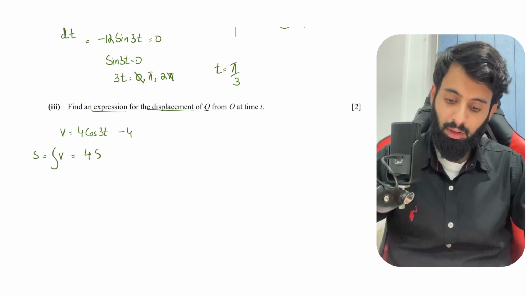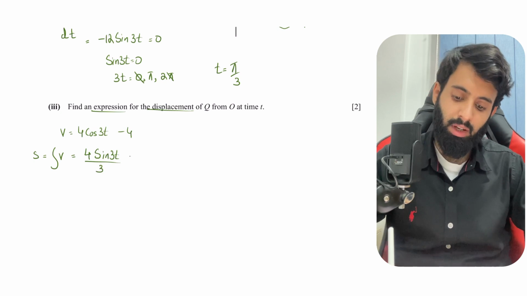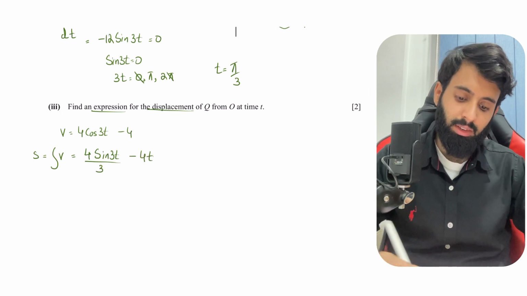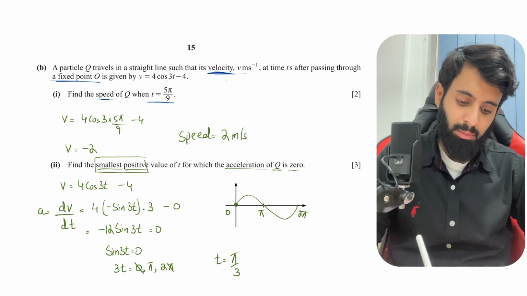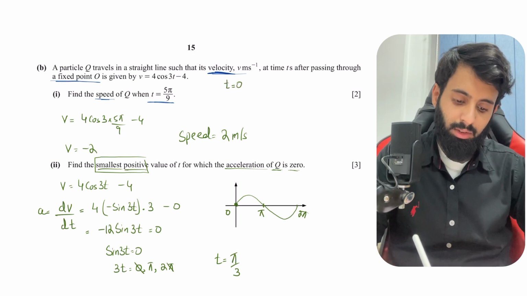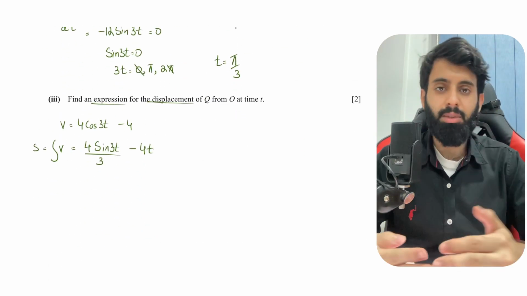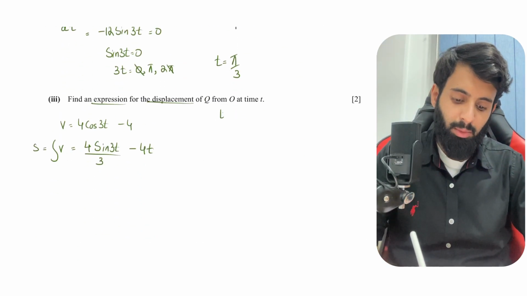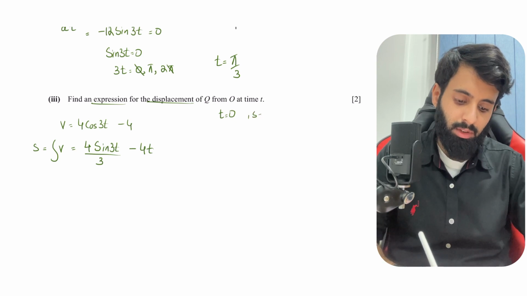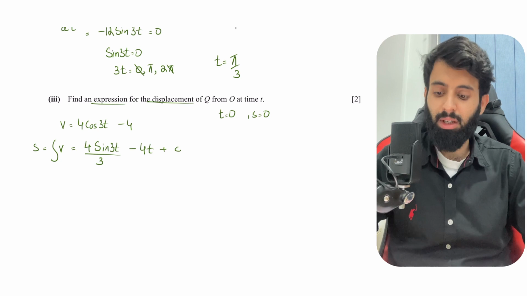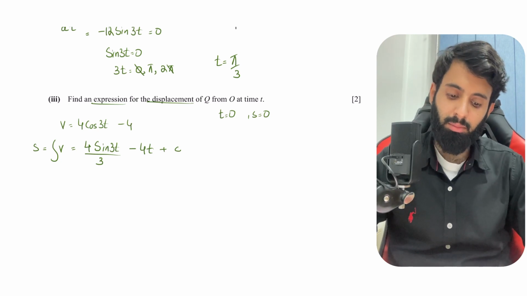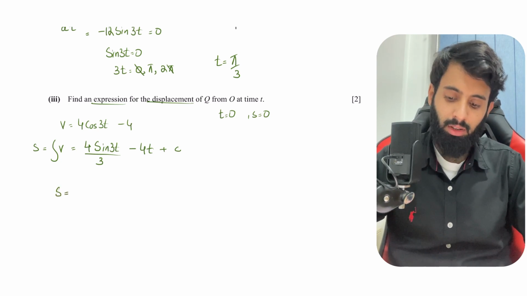So the integral of cos is sine, so 4 sine 3t divided by the differential of the angle, minus 4t. Now, since the velocity was measured after passing through O, that means at t equals 0, the displacement was also equal to 0. So remember, whenever the object starts from O, at that point time is 0 and so is the displacement. And why do we need to know this? Well, because when we integrate, we get a plus c.